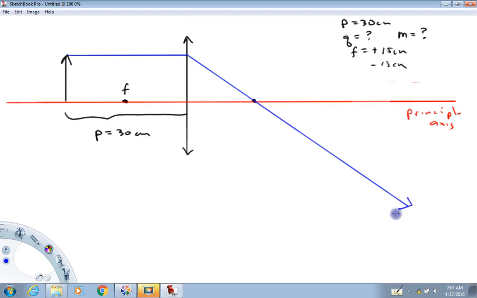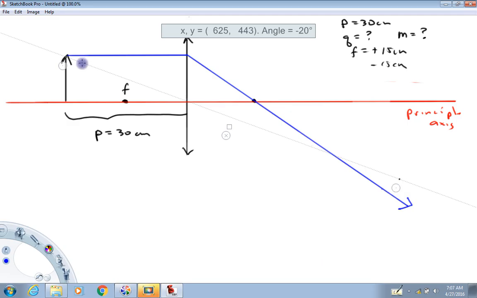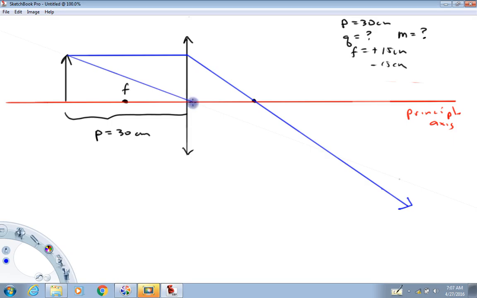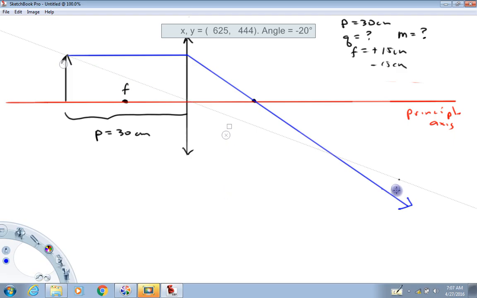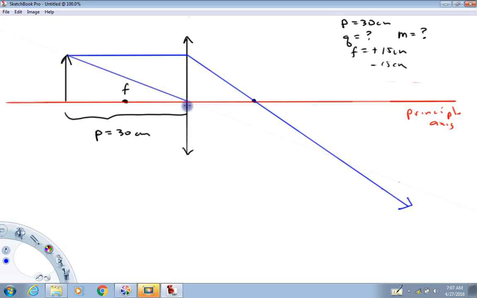Next principal ray: a ray that leaves this point and goes through the center of the lens will basically just keep right on trucking. Hopefully you've seen my, whoops, that's off a little bit. I'm going to take the time here to actually change that. I need that point to go right through the center because ray diagrams are very susceptible to small changes. So a ray that goes through the center just basically keeps on going.